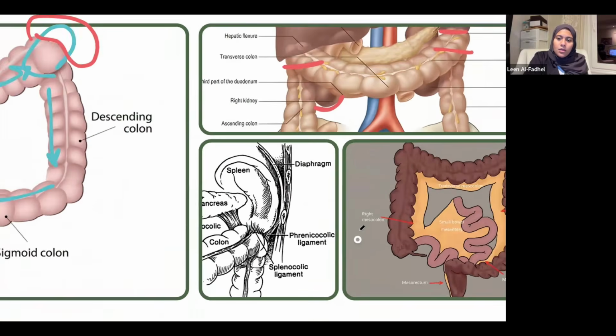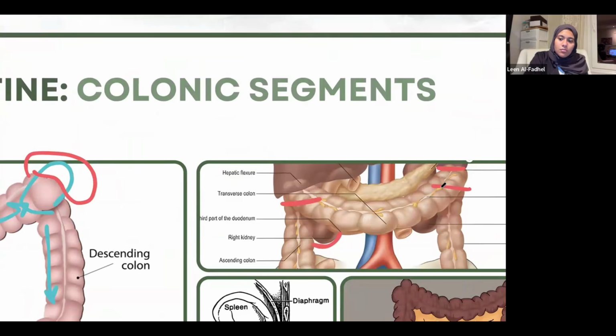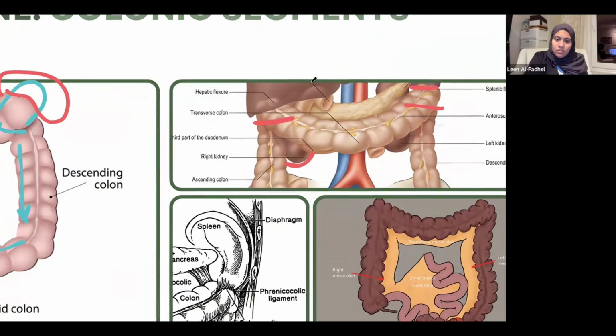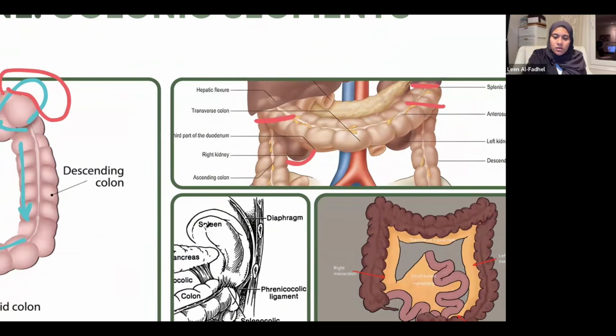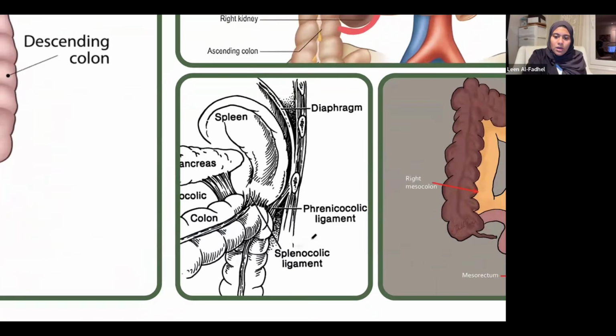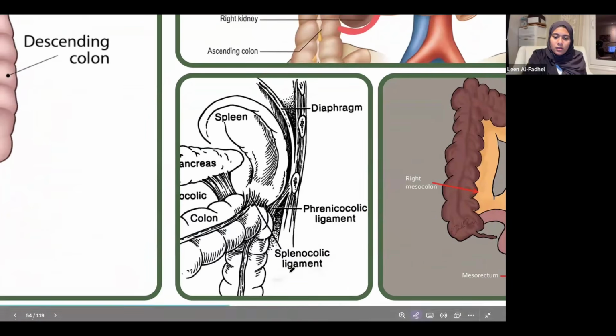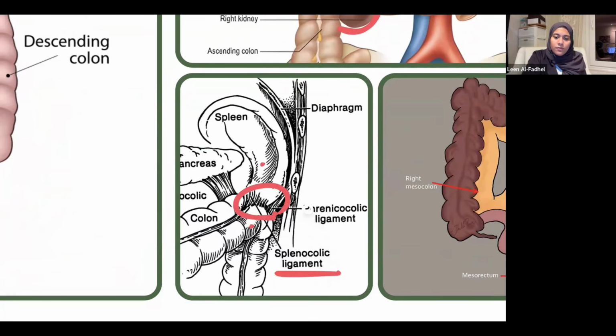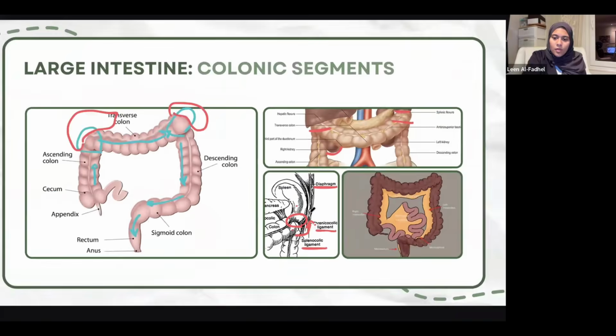Now, how are the flexures attached to these structures? It's the same thing on the hepatic side, but I'm going to talk about the splenic side. On the splenic side, you have the splenocolic ligament, which connects the spleen to the colon. And you also have the phrenicocolic ligament. Phrenico means diaphragm and colic means colon, so it connects the colon to the diaphragm.